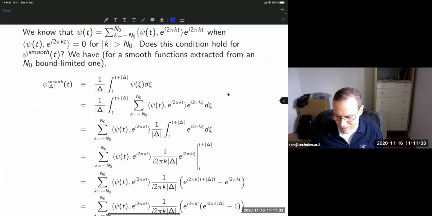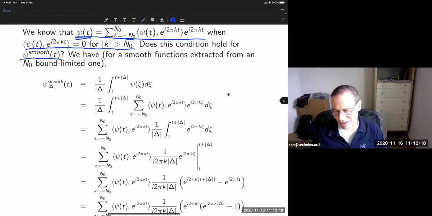Now, we already know that by definition, for a narrow band function that can be represented only by the first n zero plus and minus coefficients of the Fourier, this is equal to zero for the rest of them. And the question is, does this condition also hold for the smooth version of psi? Now, the answer is not trivial. It's not trivial when you think about it for a moment. But in a moment, you will see that it is, because if I already know that this function is somehow limited in the number of frequencies that it has, then smoothing it further would not create new frequencies. Let's see how it works.